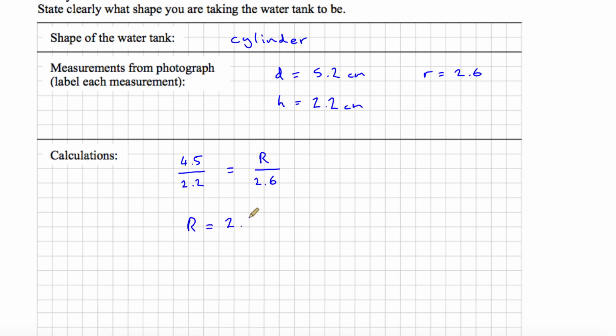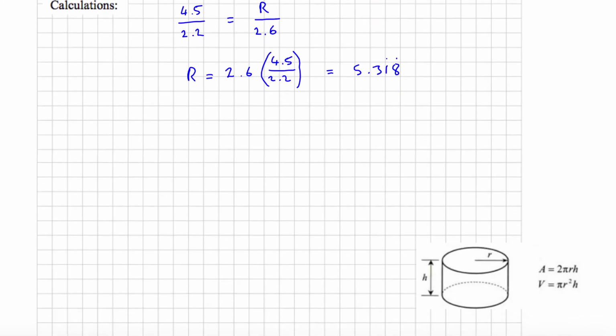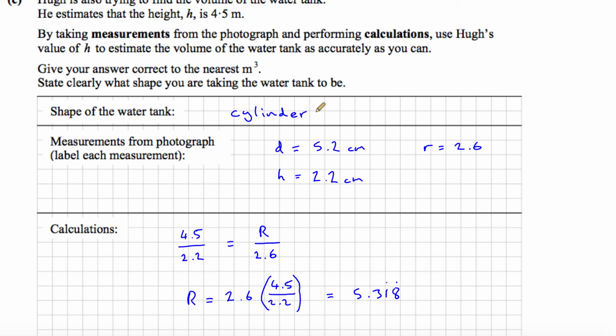In other words, multiply both sides by 2.6. So I get capital R is 2.6 multiplied by the fraction on the left, 4.5 over 2.2. And that gives me a value of 5.318, with the 1 and the 8 recurring. Okay, so there's my radius now.